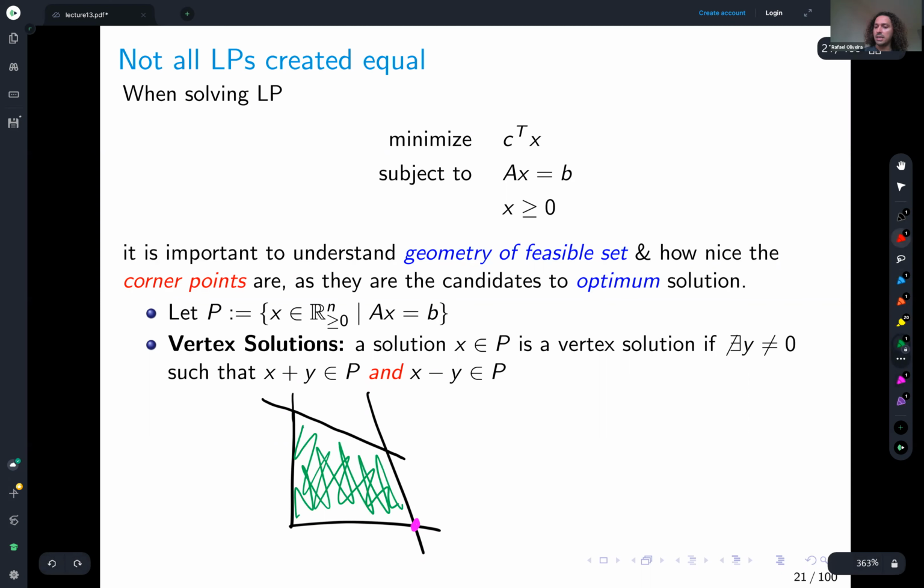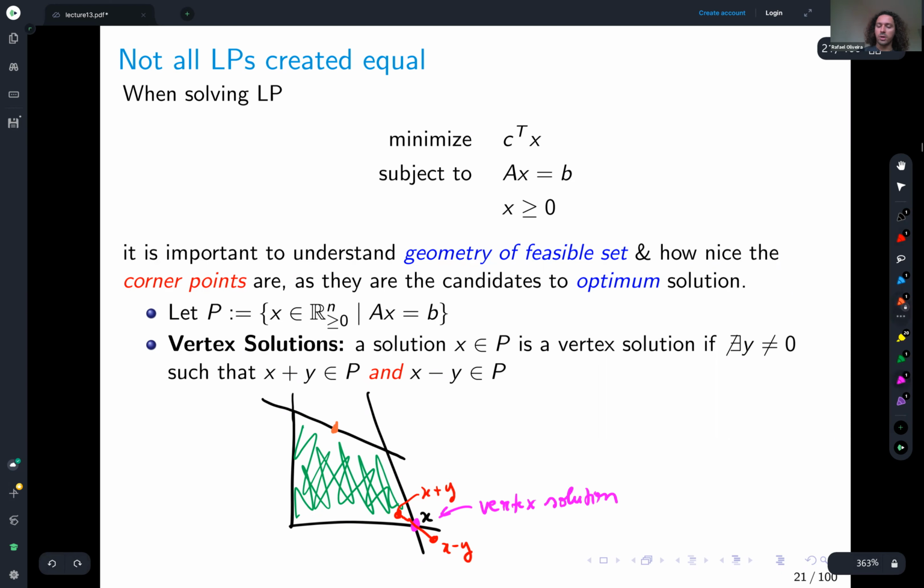And notice that indeed, if I pick this point and I pick any direction, even a direction inside of the polytope, like if I look here, this is x, and I say x plus y is in the polytope, but x minus y is outside of the polytope. So you can see that this is a vertex solution because you can do this for any vector y. This is a vertex solution, as your intuition would guess.